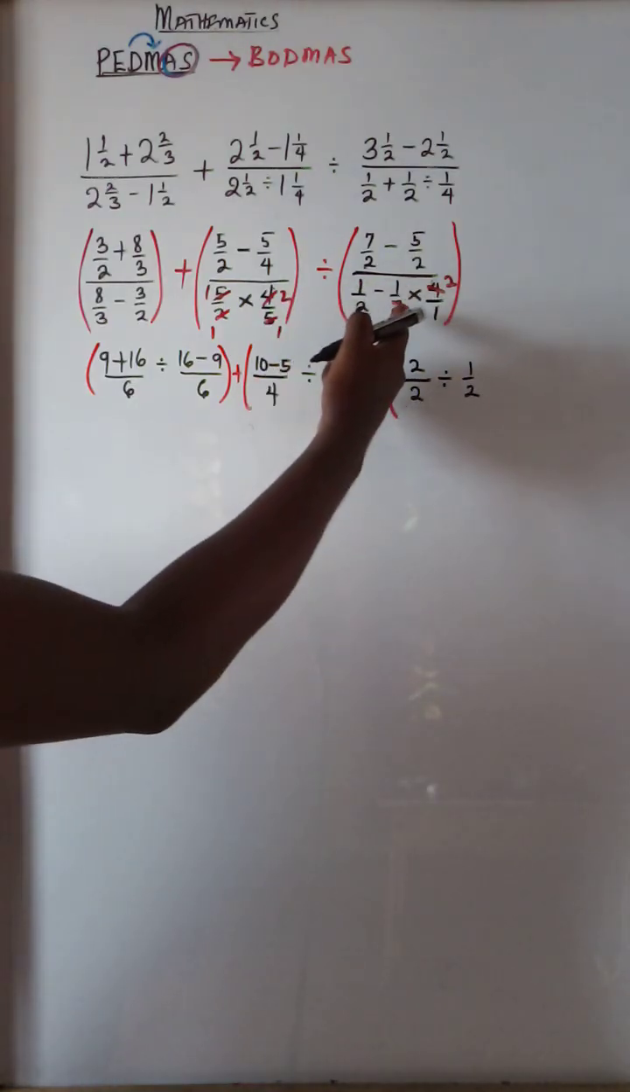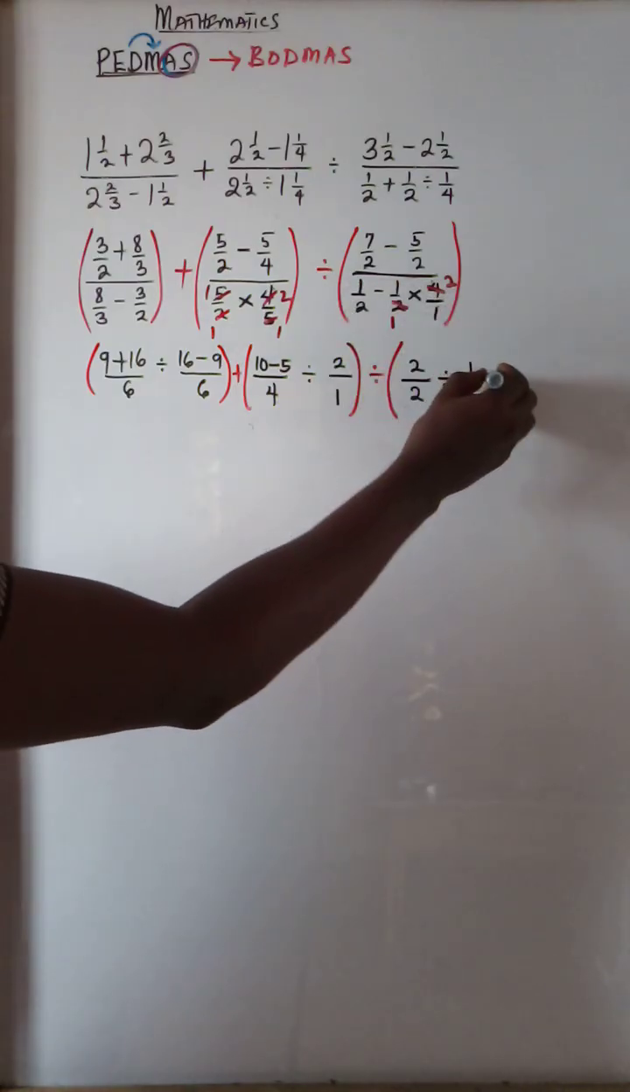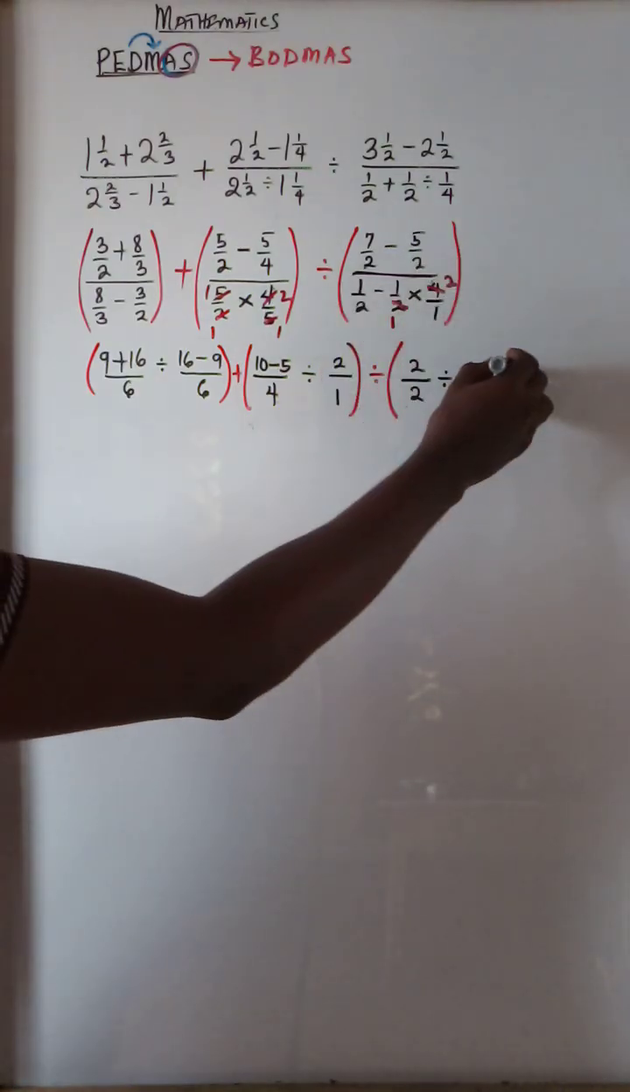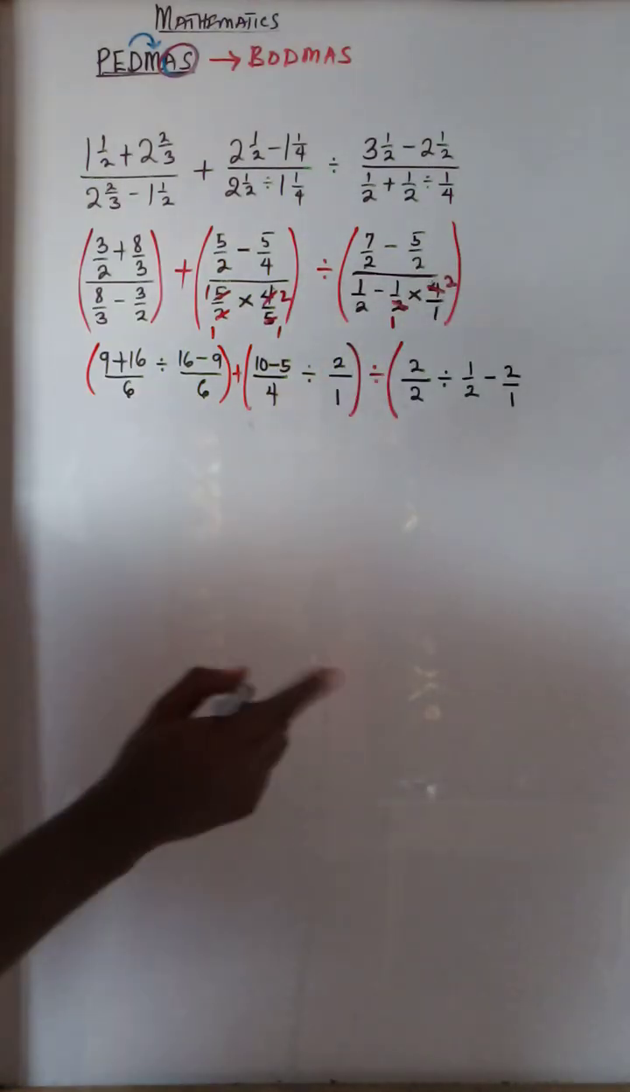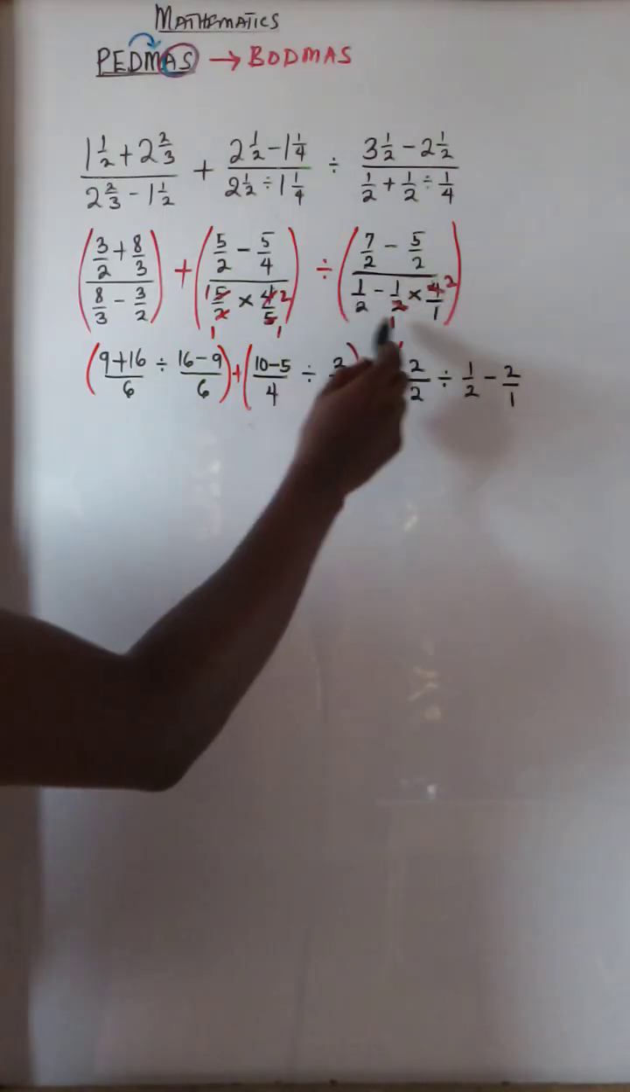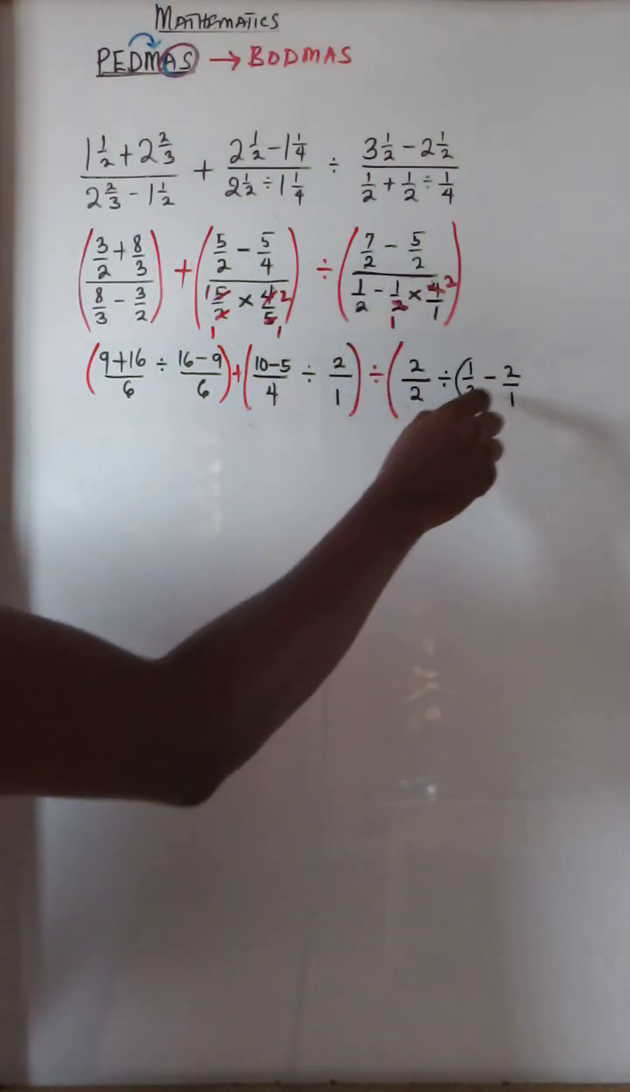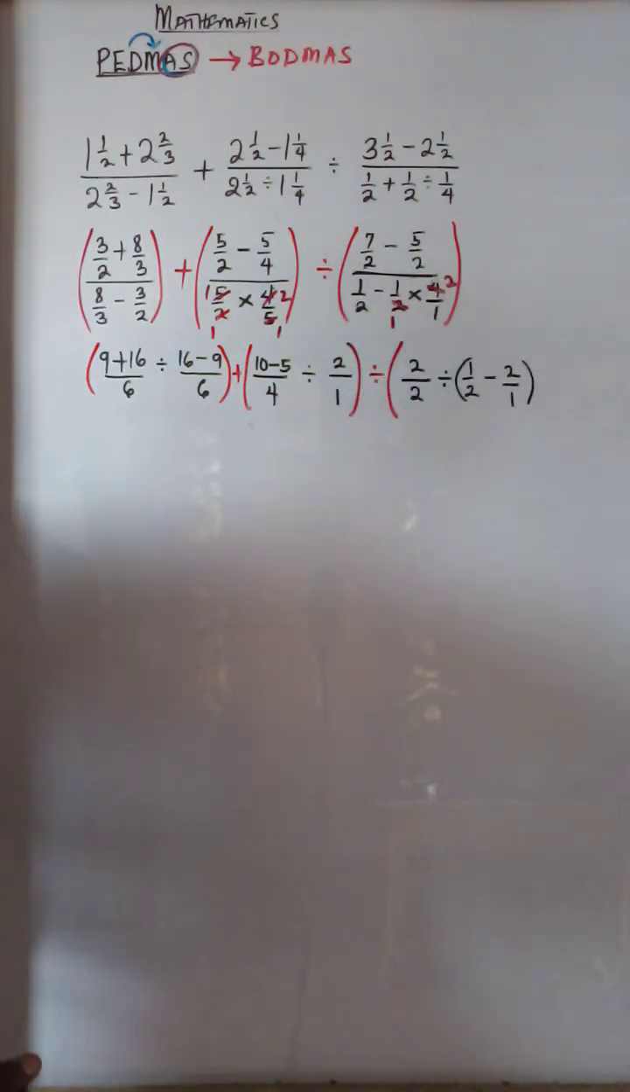Then we have what? Minus. 1 times 2, 2. 1 times 1, 1. But note, everything here has to be done together. Don't make that mistake.